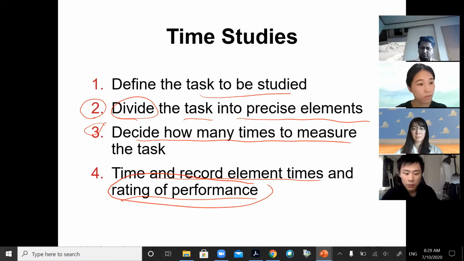Rating of performance means you are going to decide what pace, how fast the worker is doing the job. Of course it depends on experience and so on. You don't want to fix a performance. For example, a very skillful worker doing the job and you put in a very fast rate, a new worker coming in will not be able to follow that. So you must have the normal time, normal time that everyone can follow.